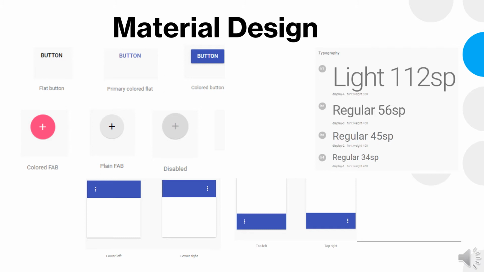And when you go for typography or your style, if you're trying to create a heading that has to catch the user's attention, you'd use the light 112 SP, and then as you go down, for a subheading, you'd go for regular 56 SP, and so on and so forth. That's what material design aims to achieve. They try to give you that consistency throughout your entire system.